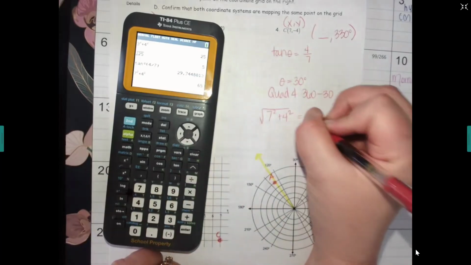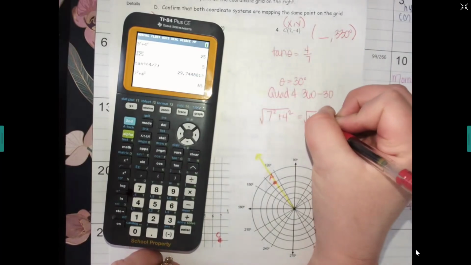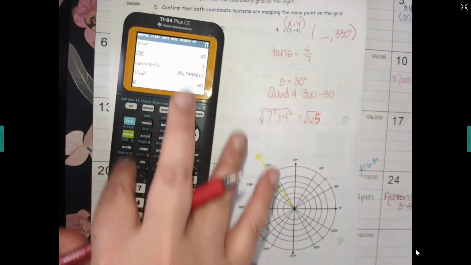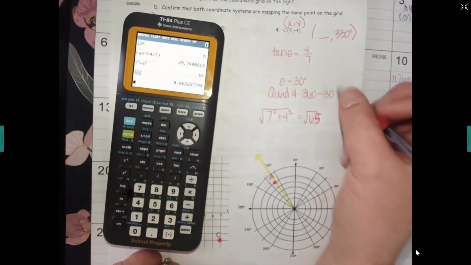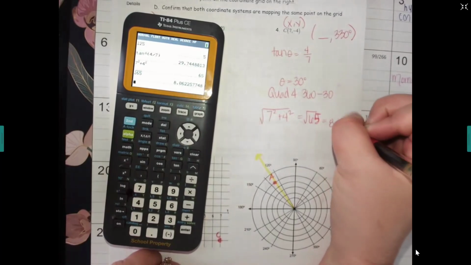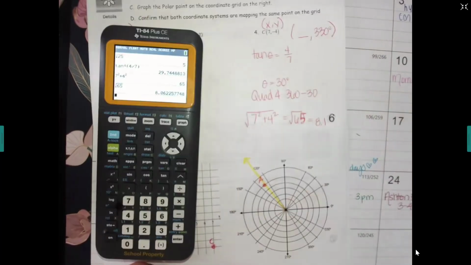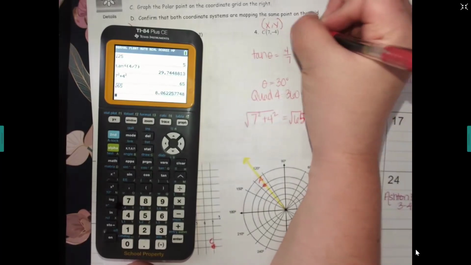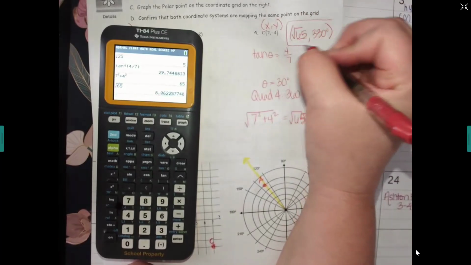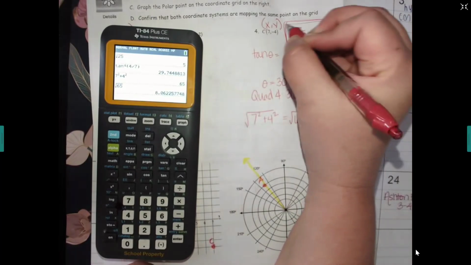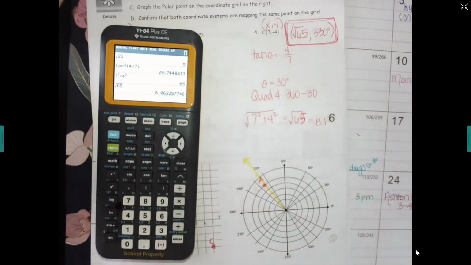So that gives me the square root of 65. And then the square root of 65 is about 8.1. Okay, but remember, for your homework, if I remember correctly, you're leaving it as a square root. You're not rounding it. Okay, but now let's see about where this would end up.